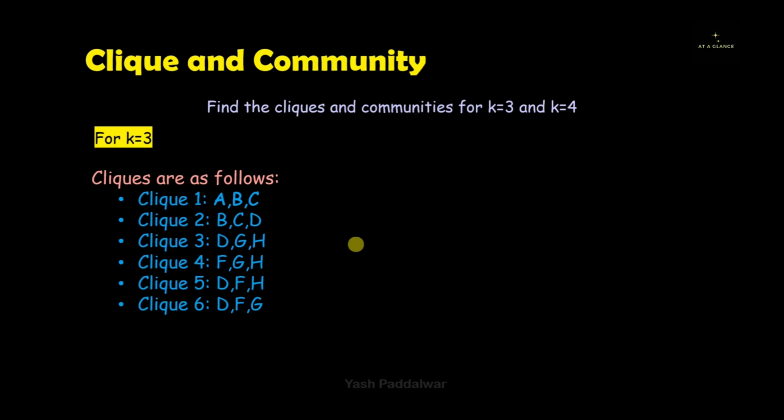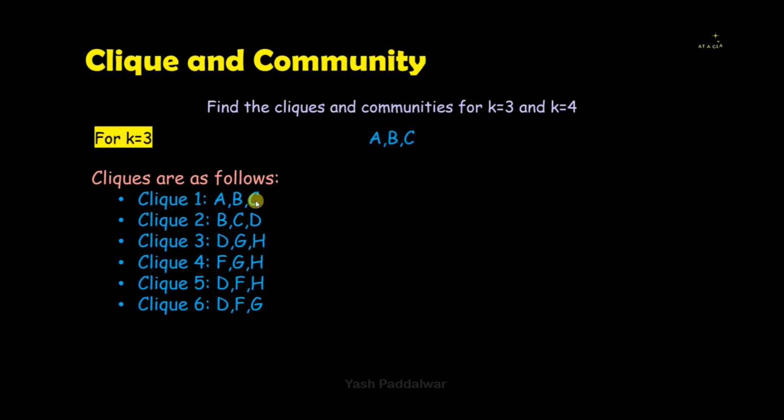Now since this clique is of k equals to 3, there must be k minus 1, that is 3 minus 1, which is 2 nodes in common between any 2 cliques. Then only it will form a community. So let's start with the first clique. Let's take all the nodes at the top A, B and C. Now from these nodes, we'll have to check for each pair whether that particular pair is present in any other cliques or not. So let's take the first clique of nodes A, B and C.